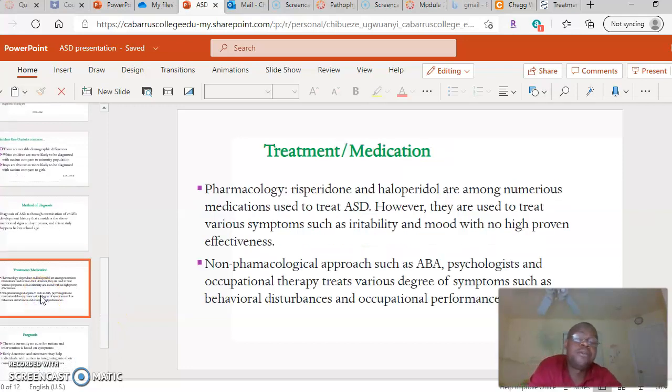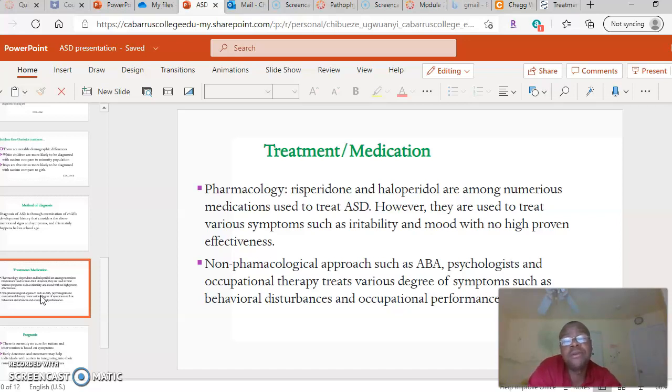So in terms of treatment, medications mentioned here are mostly used to treat the symptoms. Because the thing is, autism, from my little experience, I haven't seen someone cured completely from autism, but I know that controlling the symptoms can be of help for people that are going through this condition.